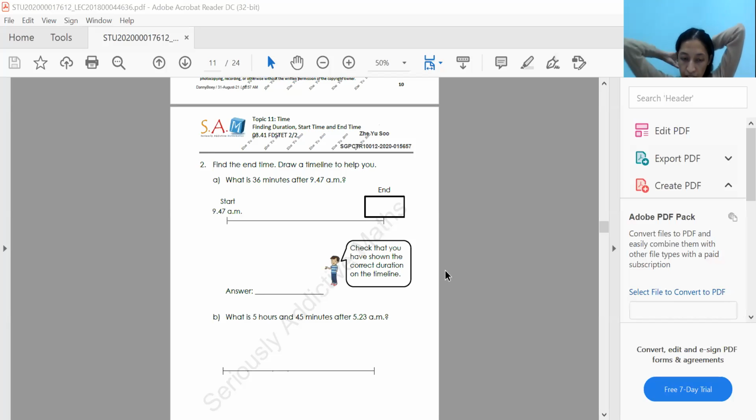So let's see. Okay, now let's do this question. Find the end time. I'll draw a timeline to help you. What is 36 minutes after 9:47 a.m.? So how about we do 9:47 to 9:50 first? How many minutes is that? 47, 48, 49, 50. 3 minutes, only 3 minutes.